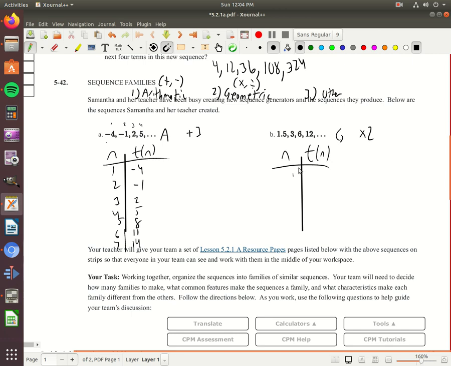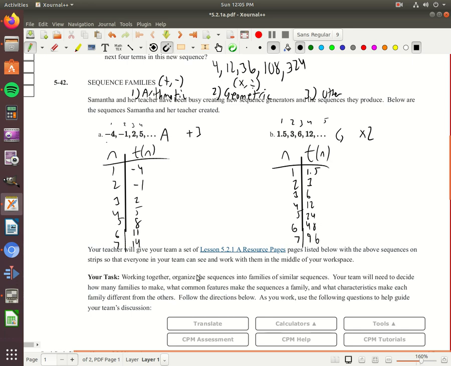Over here, my first number is 1.5. My second number is 3. My third number is 6. My fourth number is 12. And again, so what's the fifth number? Well, the fifth number would be 24. The sixth would be 48. And the seventh would be 96.